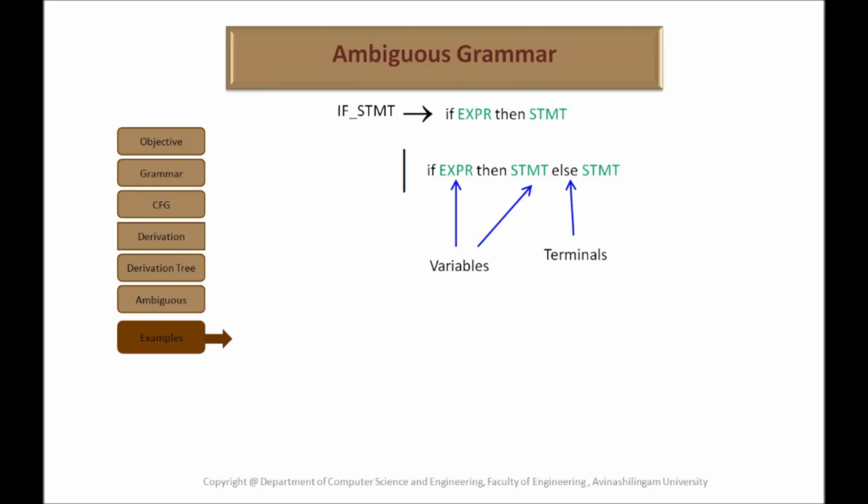If statement. This is an example for if then else. We have the if statement, then if expression, then statement. Expression is a variable and statement is also a variable. If and then are keywords, so we consider them terminals. Here the if statement is replaced by if expression then statement, or if expression then statement else statement. In the first we have simple if then. In the second production we have if then else. Expression and statement are variables, and else is a terminal.